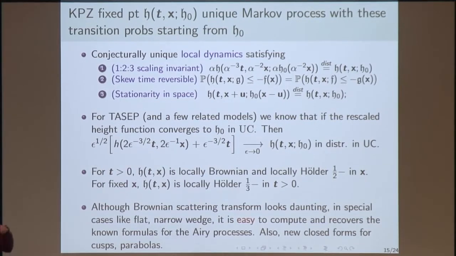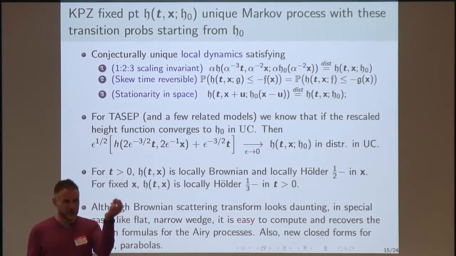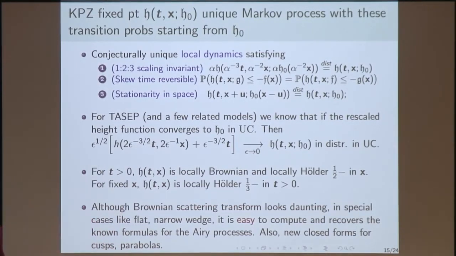You can check its path properties just from this. I mean, you know the transition probabilities, so you can just start computing. You can check it's locally Brownian and Hölder half minus in x. It's Hölder a third minus in t.